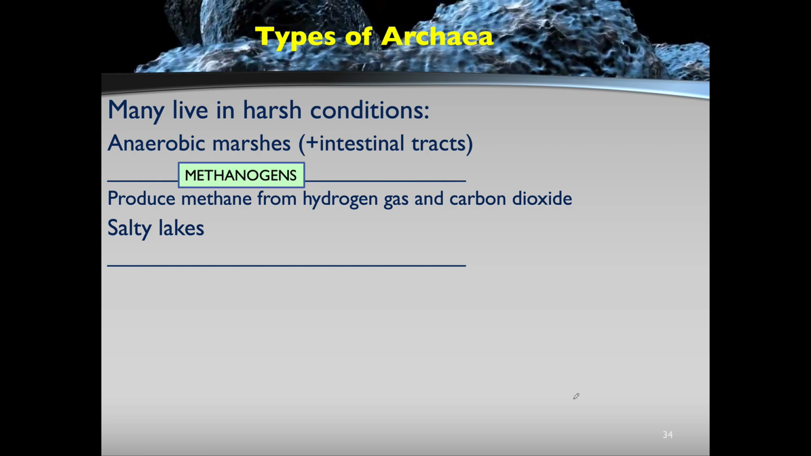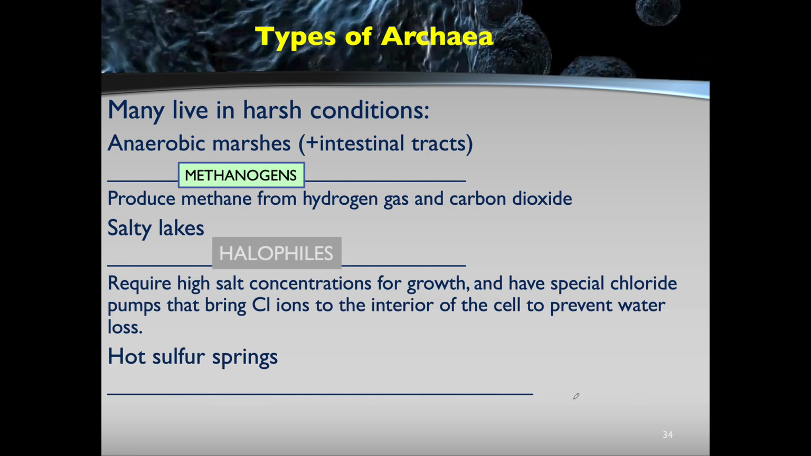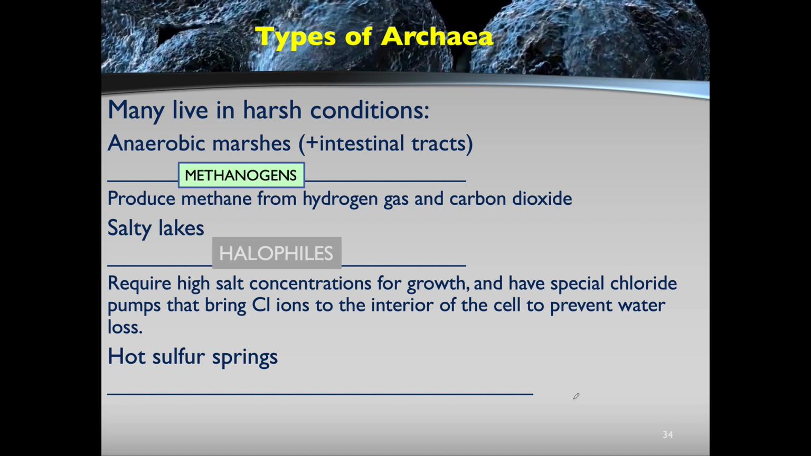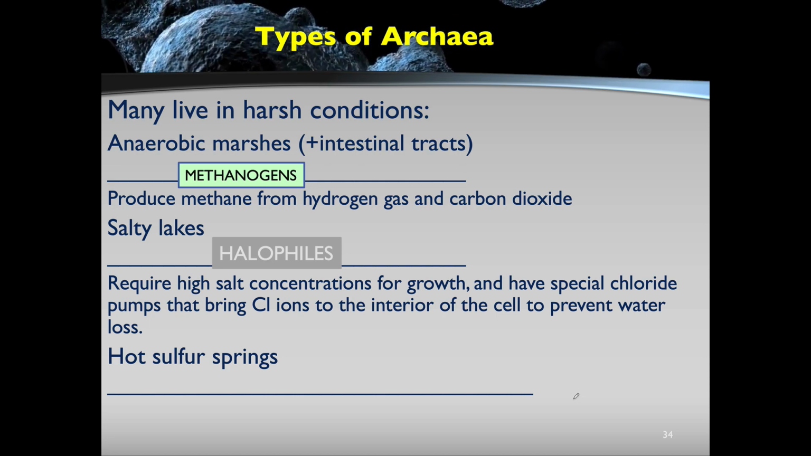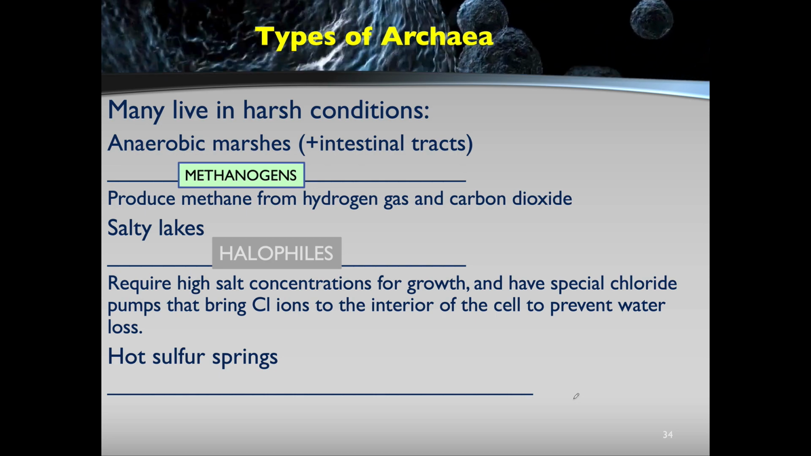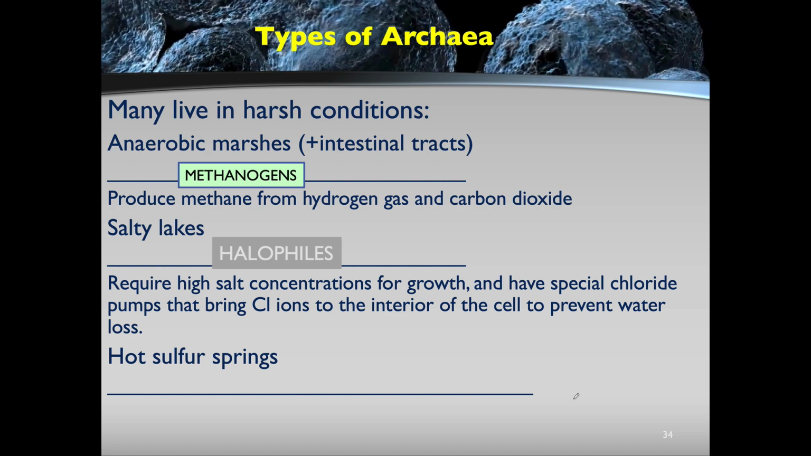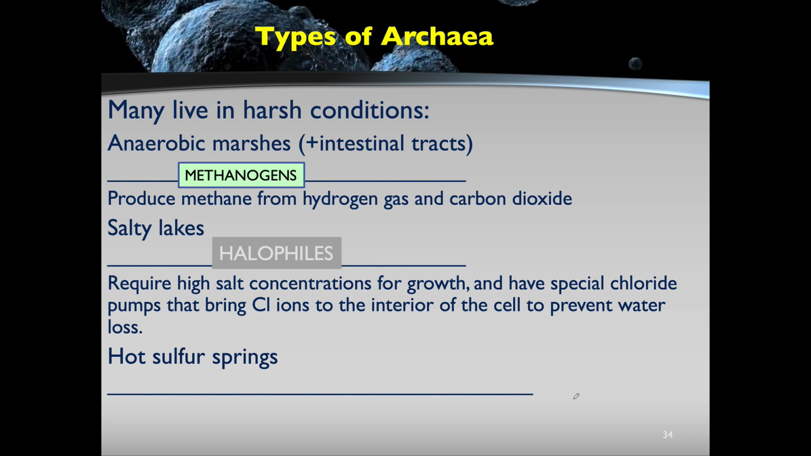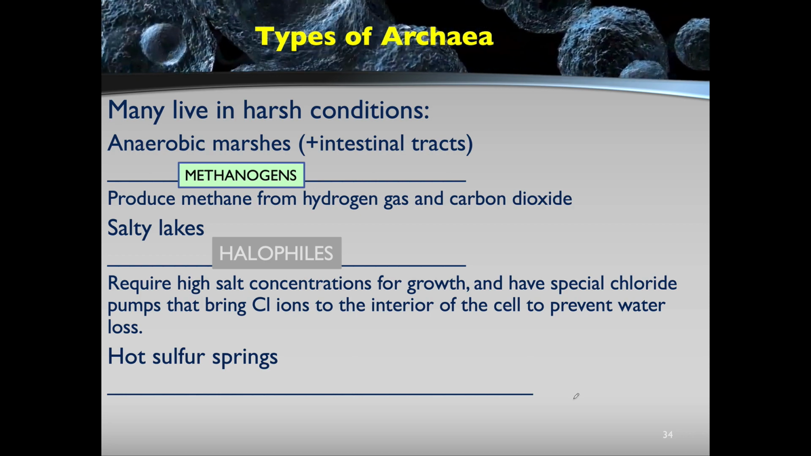The second group is going to be called the halophiles. And the halophiles are going to live in very salty conditions. So these conditions are so salty, typically nothing else lives there. But they're going to require those salt concentrations for their growth. They have evolved special chloride pumps that bring chloride ions into the interior of the cell to prevent water loss. So they have found a way. Nature always finds a way.